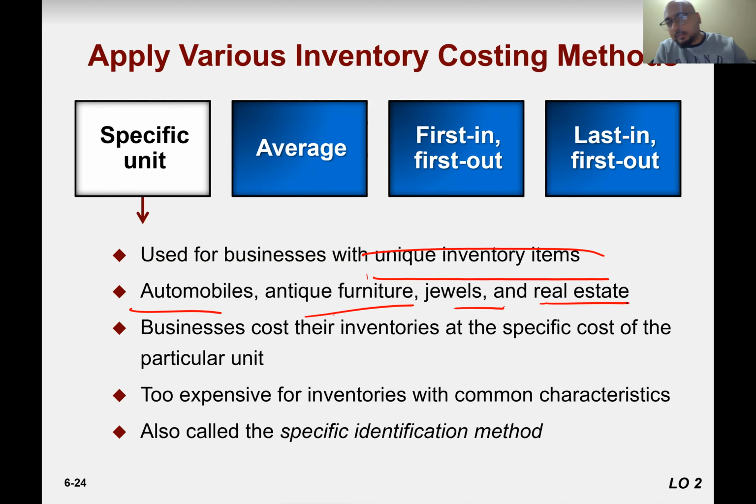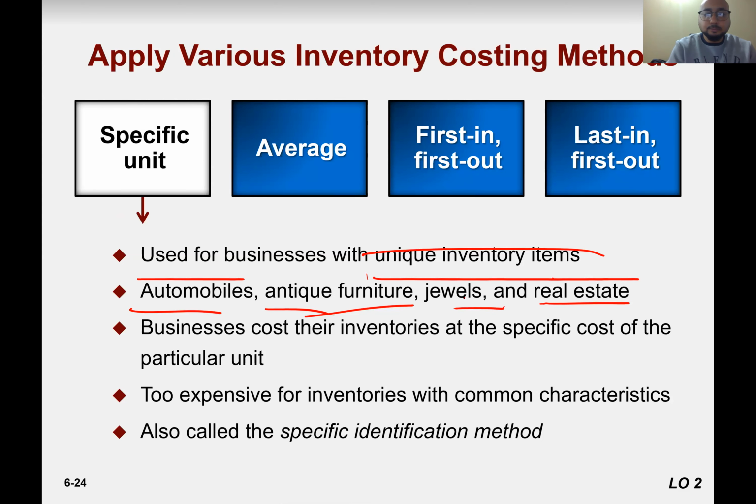You cannot apply the same rule on all the items here. All the furniture items, all the automobiles, all the real estate, all the jewelry, you cannot just apply the same costing method to all the items because every item is unique.